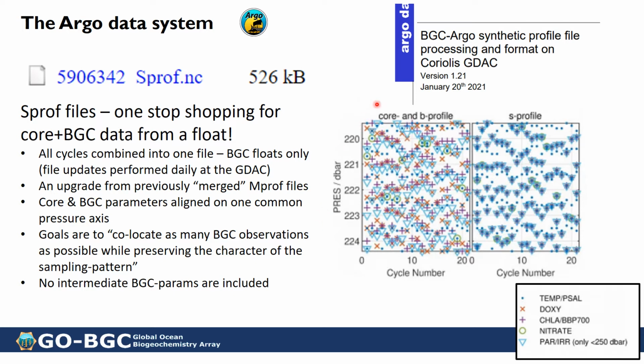If you want to read up on the details of how the SProfile files are generated and the interpolations are done, you can access the BGC Argo Synthetic Profile File Processing and Format document. On the right, I have an image from this document that exemplifies how the interpolations are done to bring the core and BGC data onto a single synthetic axis. And this makes managing the data and using the data and performing analyses much, much easier for the user.